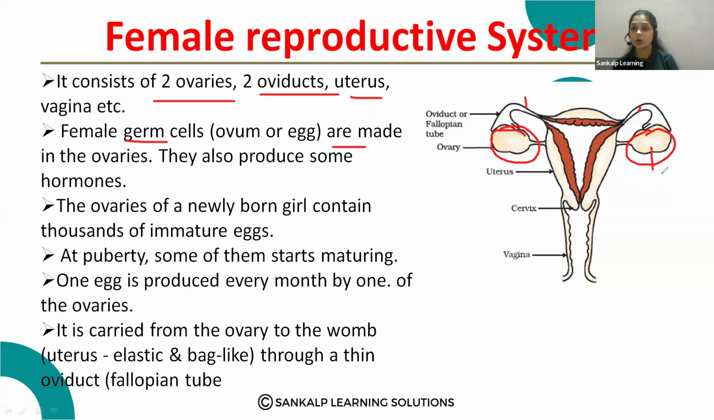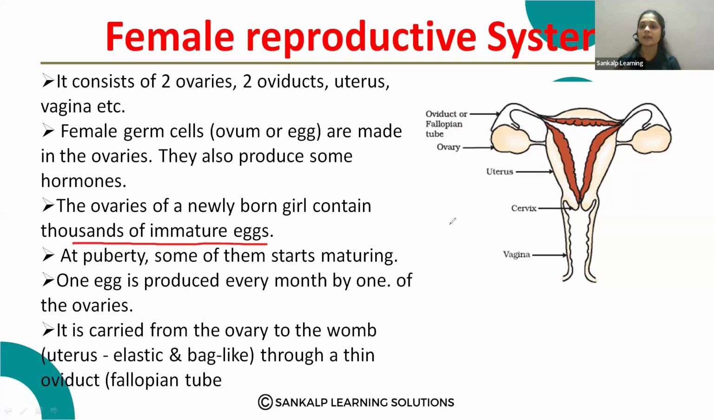So this egg, or the ovum, is produced inside the ovary. The ovaries of a newly born girl contain thousands of immature eggs. Each ovary in the newborn baby contains thousands of immature eggs, and no eggs are formed after birth. The immature eggs are formed before birth only. After birth, there is no formation of eggs.